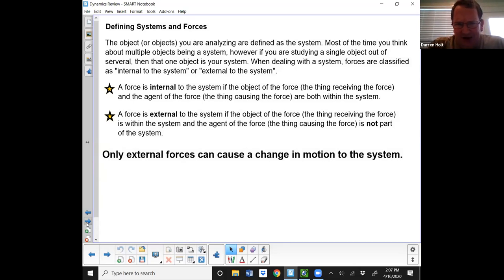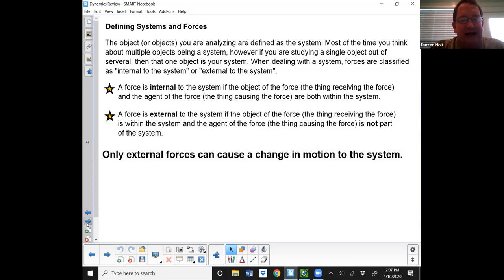A force is considered to be internal to a system if the object of the force, which is the thing that is receiving the force, is in the system, and the object that is applying the force is in the system. If both objects, the one that's applying the force and the one that's receiving the force, are inside of your defined system, that is an internal force.